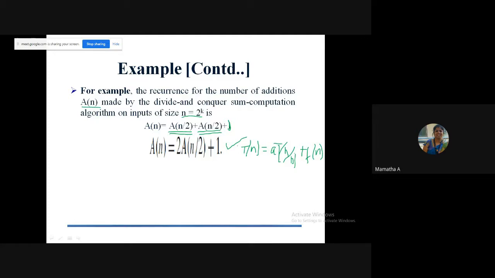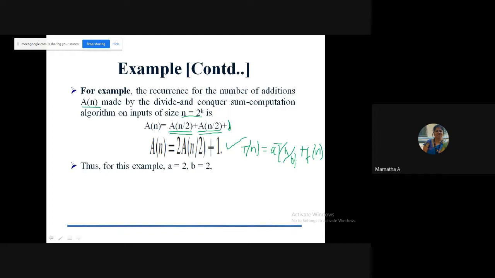What is the value of A? 2, ma'am. What is the value of B? 2. What is f of n? 1, ma'am. Okay. So we will now take for this example A equals 2, B equals 2 and f of n equals 1.